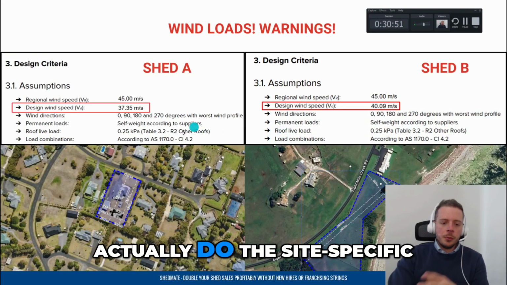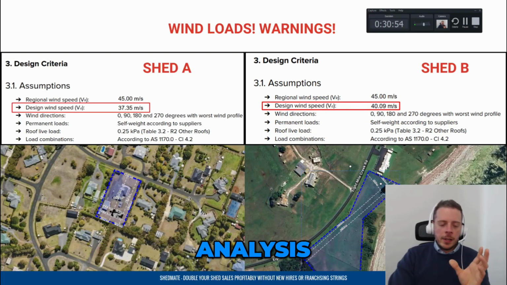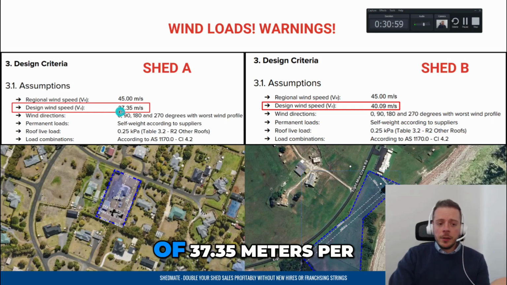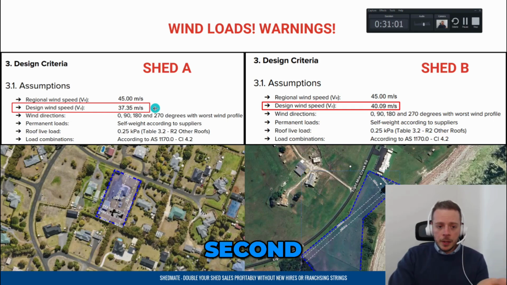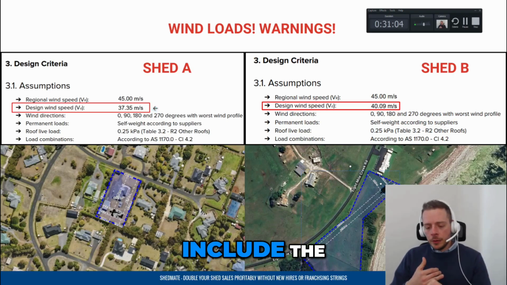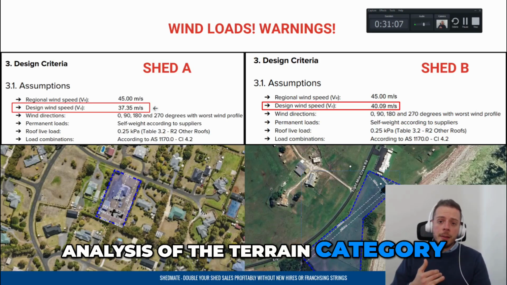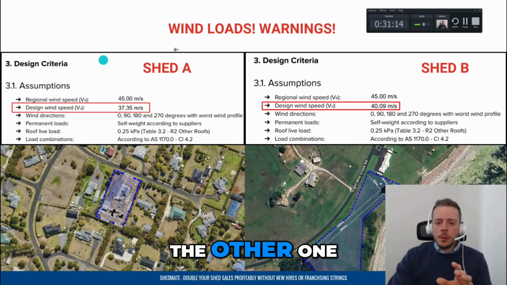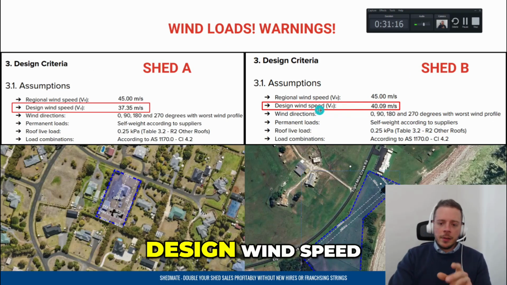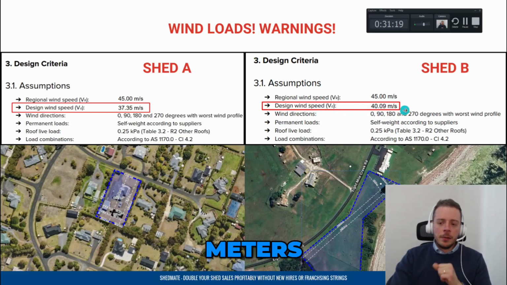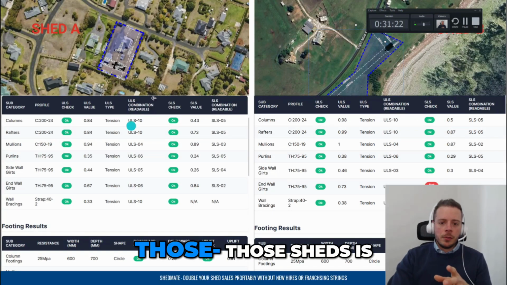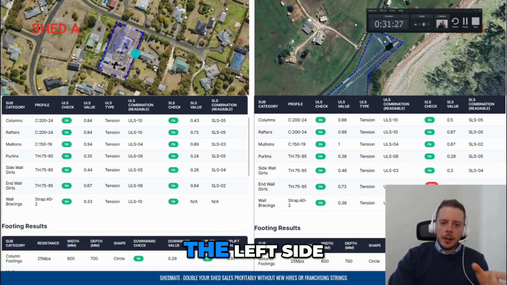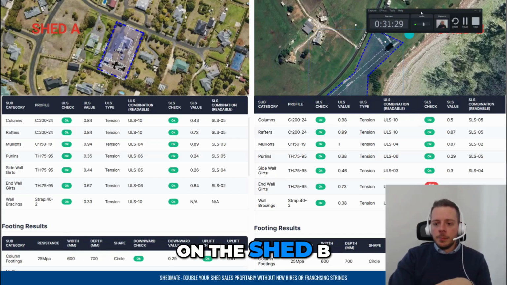When we do the site-specific analysis, shed A in Mount Gambier gives us a design wind speed of 37.35 meters per second. This includes the analysis of the terrain category, importance level, shielding, all of that. The other one, shed B, gave us a design wind speed of 40 meters per second. So the outcome is, if I was using that generic library of comps, it worked on the left side, but on the right side, on shed B, it didn't work.